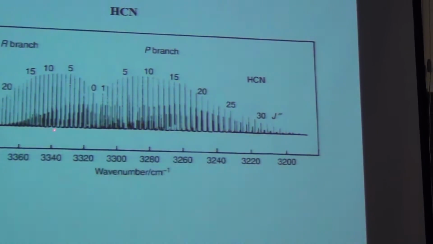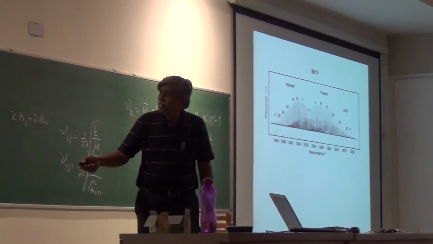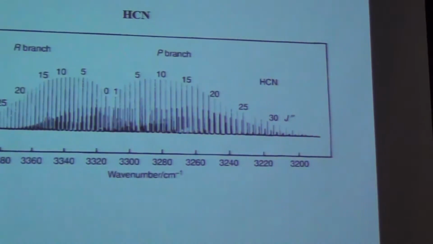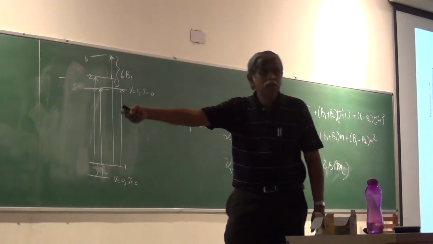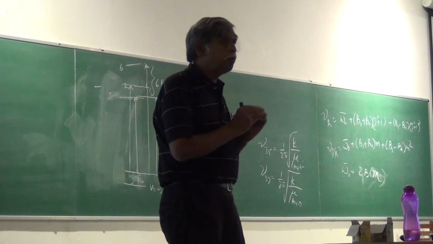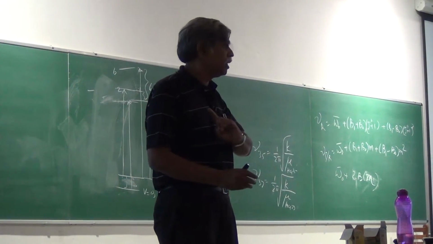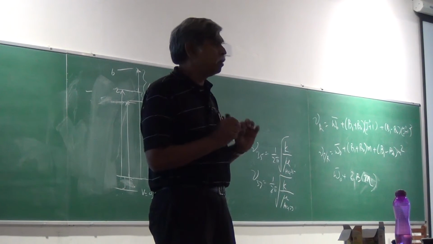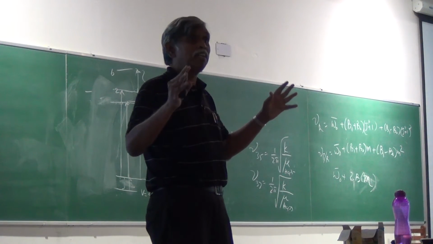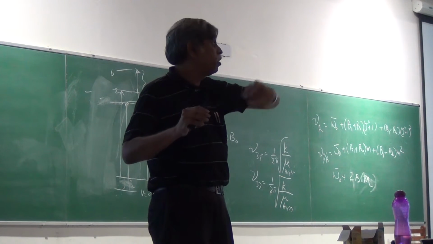You get this structure over here, which is your fundamental, and all of this stuff in between, there are actually two hot bands sitting in there. It's a 1 to 2 and a 2 to 3 that's riding out here. So you can see how difficult the analysis is going to be. Because you have lines that belong to the 0 to 1 transition, lines that belong to the 1 to 2 transition, and lines that belong to the 2 to 3 transition, all sitting out there. And it's a big mess to unravel all of these and say that this line belongs to the fundamental, this line belongs to the first hot band, and this belongs to the second hot band.